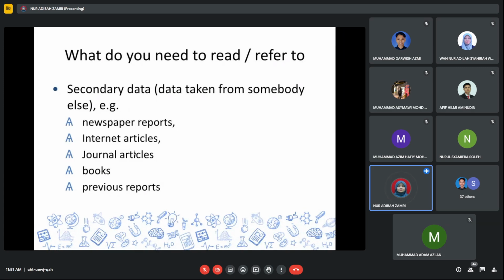Let's say you try to find a previous report, a journal. You save the journal. Number one, please save the journal. And then please jot down the date clearly when you retrieve this information or when you download this journal. Please also keep the details of the writer, because you need to put it under your references list later.